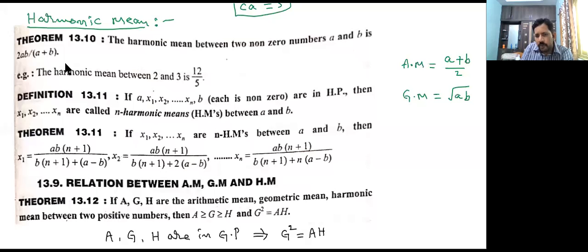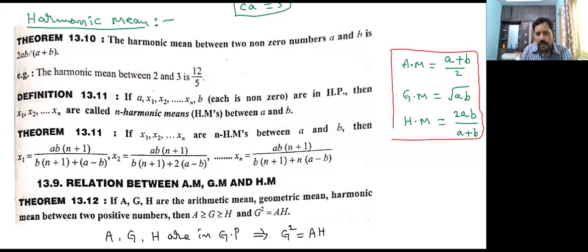Now it's time to discuss the harmonic mean. What is the formula? 2AB divided by A plus B. Students, observe the difference between arithmetic mean, geometric mean, and harmonic mean. Remember it. Okay, observe the difference and remember it. So the harmonic mean formula is 2AB divided by A plus B.